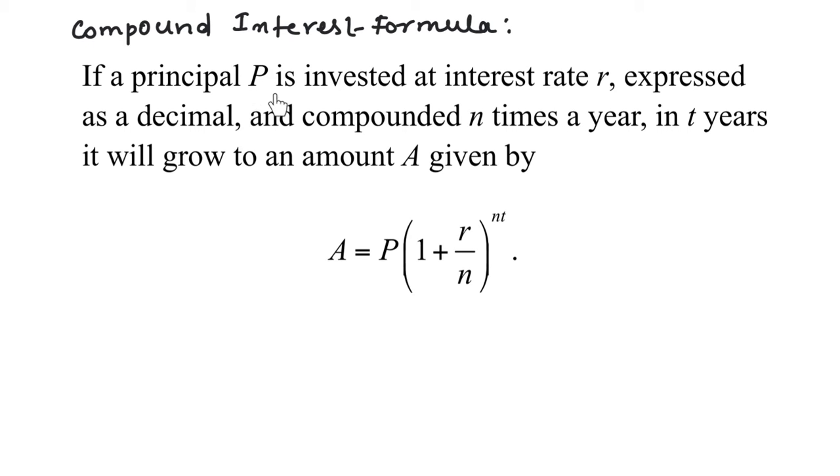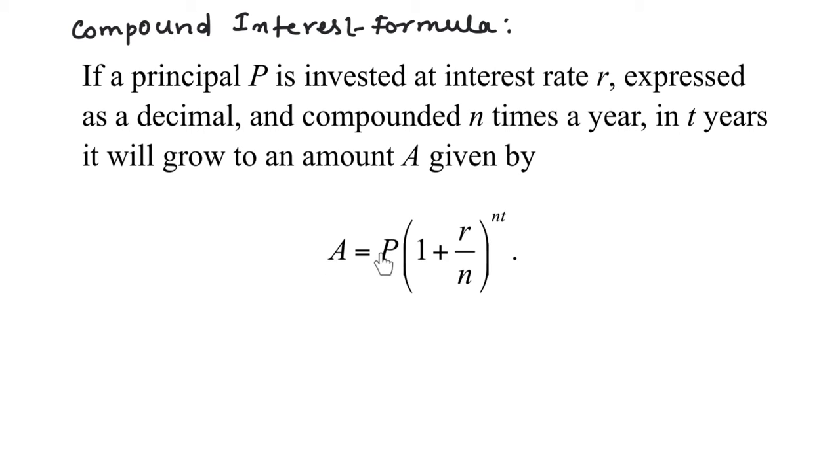If a principal P is invested at a rate R, here R is expressed as a decimal, compounded n times in a year. Here T represents the number of years. After T years, this principal will grow to an amount A. We can calculate that amount using this formula. This is known as the compound interest formula.